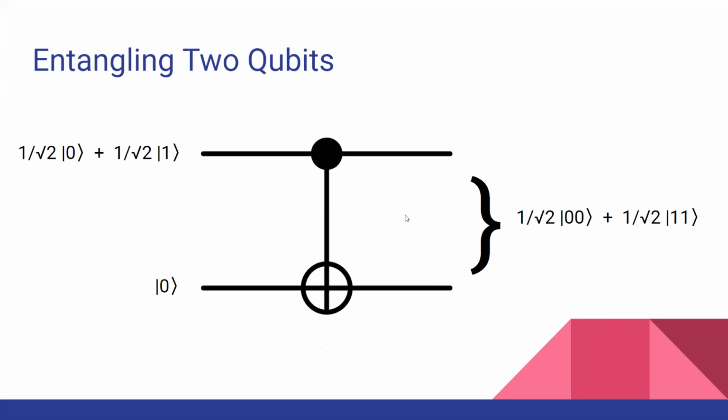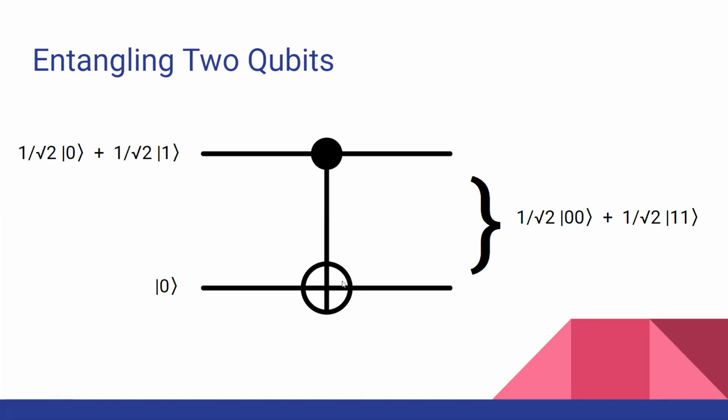So let's talk about how we could possibly entangle two bits together. Very simply, we could pass in an equal state of being, a qubit that has equal probability of being measured in the 0 or 1 state, as the control bit, and we can pass in the definite state 0 as the bit we're going to apply the NOT gate to.